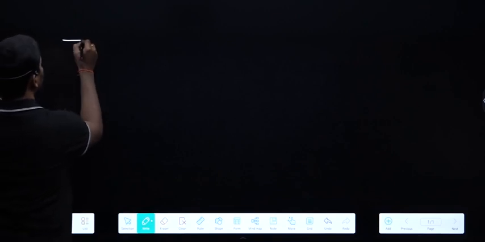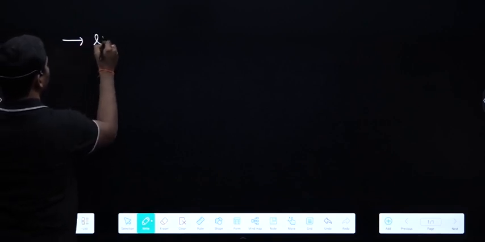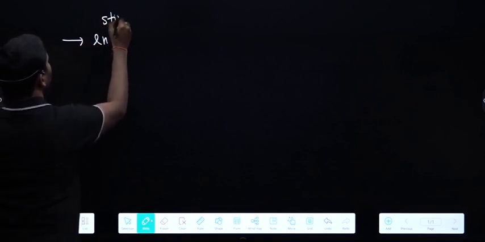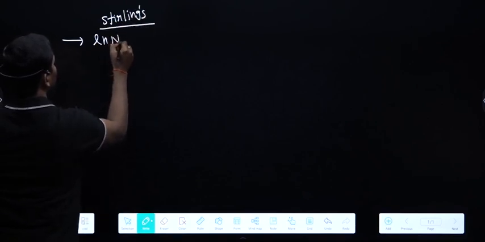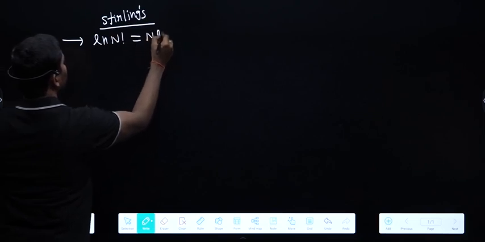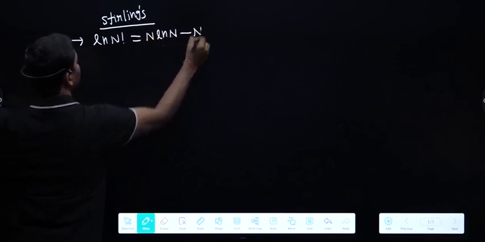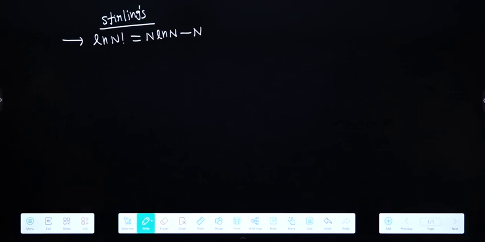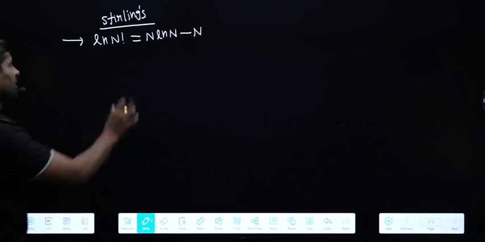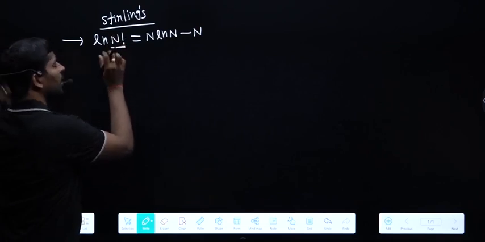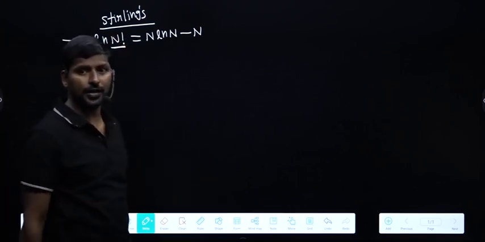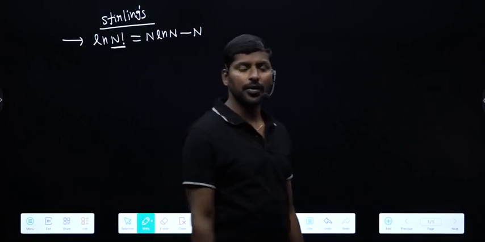Next one, this one you may remember: Stirling's approximation. ln n factorial is equal to n ln n minus n. This is useful when we want to simplify ln of a large number factorial.